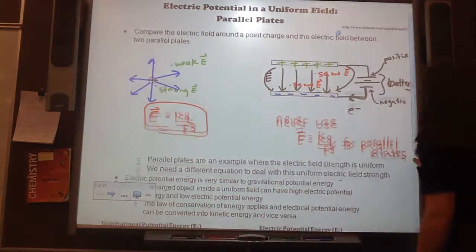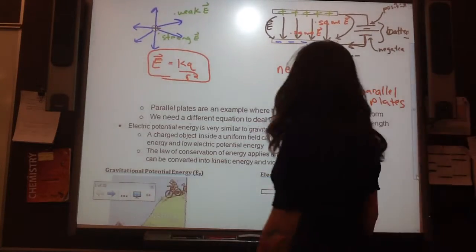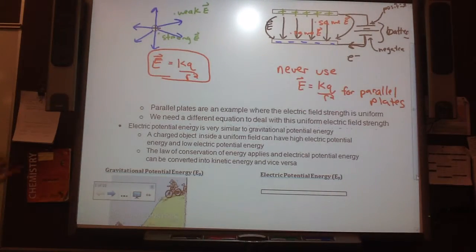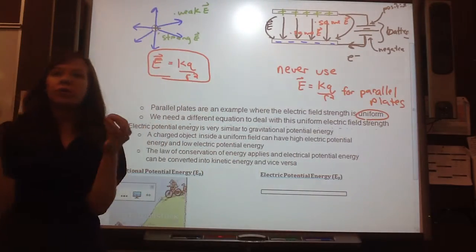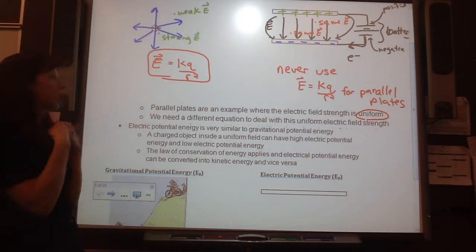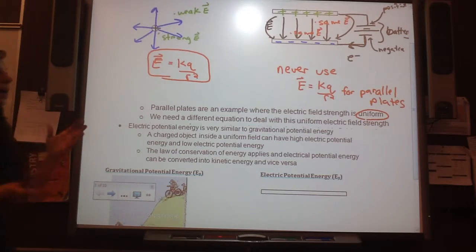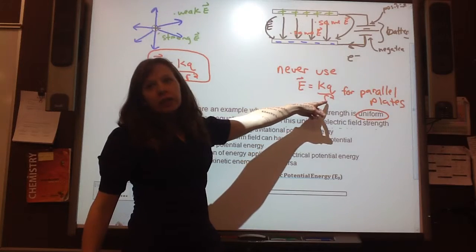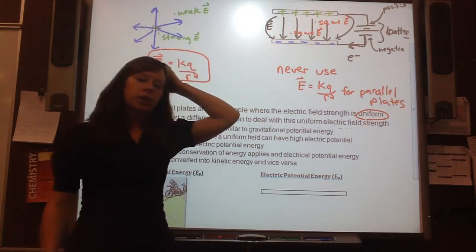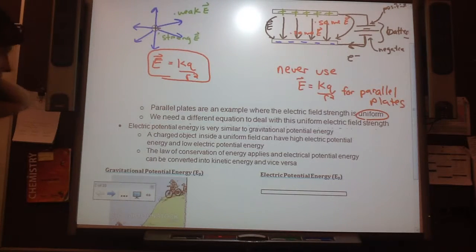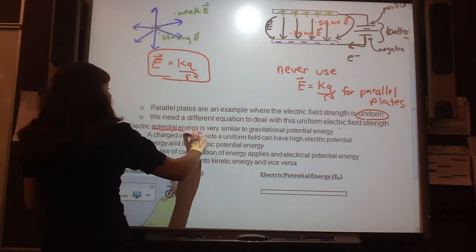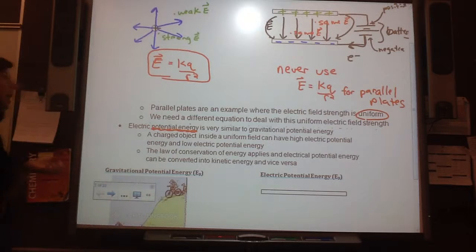So parallel plates are an example where the electric field strength is uniform. When you hear the word uniform, you think parallel plates, or uniform means the same, right? So the electric field strength remains the same. Because we can't use this formula, we need a different formula. There are different principles we need to think about with electric fields in order to know what formula to use. So electric potential energy, so we're going to think about potential energy right now, is very similar to gravitational potential energy.